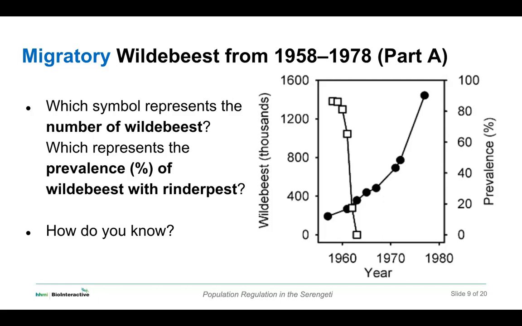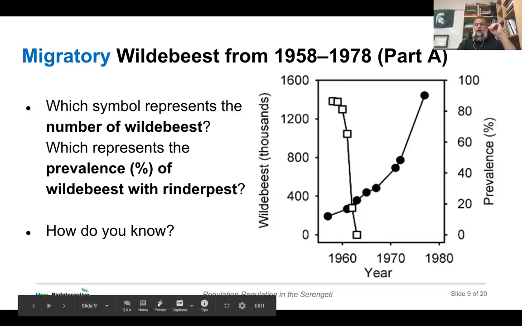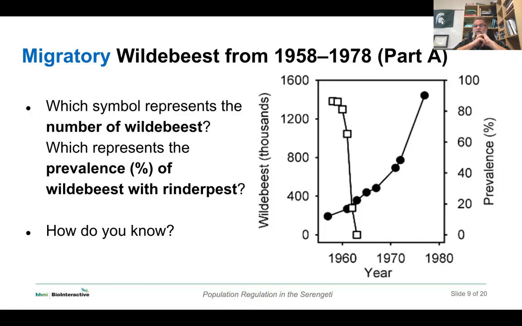So which one represents the number of wildebeest? Correct. The dark colored in circles represent the wildebeest population. Therefore, the white boxes represent the wildebeest with the rinderpest. Because what was happening to the wildebeest with rinderpest? The wildebeest with rinderpest were dying. And so the population was dropping.